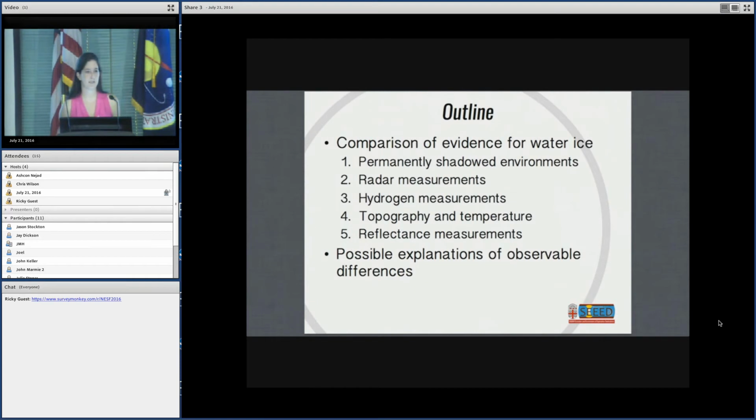So today I'll be discussing different lines of evidence we have supporting that the poles of Mercury and the Moon are occupied by water ice deposits. Specifically, we'll be looking at the permanently shadowed environments that are cold enough to sustain water ice, different Earth-based and orbit-based radar measurements of the poles, hydrogen measurements that were detected from orbit, as well as the topography of the poles and derived temperatures, and finally, different reflectance measurements at the poles. And then I'm going to conclude with a discussion of possible explanations that have been invoked to rectify some of the differences we see on Mercury versus the Moon.